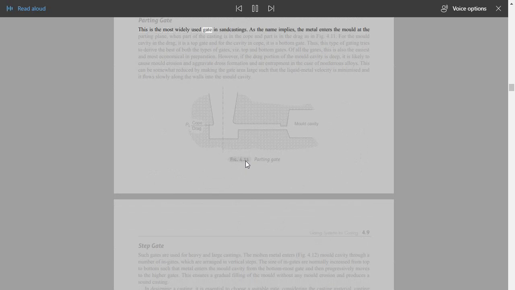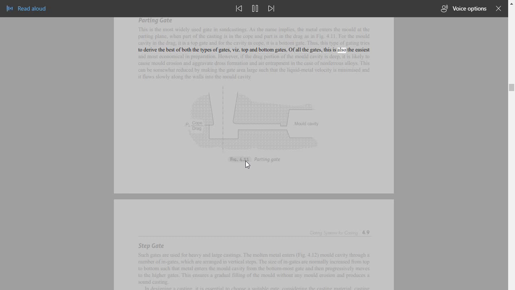Parting gate. This is the most widely used gate in sand castings. As the name implies, the metal enters the mold at the parting plane, when part of the casting is in the cope and part is in the drag as in Fig. 4.11. For the mold cavity in the drag, it is a top gate, and for the cavity in the cope, it is a bottom gate. Thus, this type of gating tries to derive the best of both types of gates, viz. top and bottom gates.